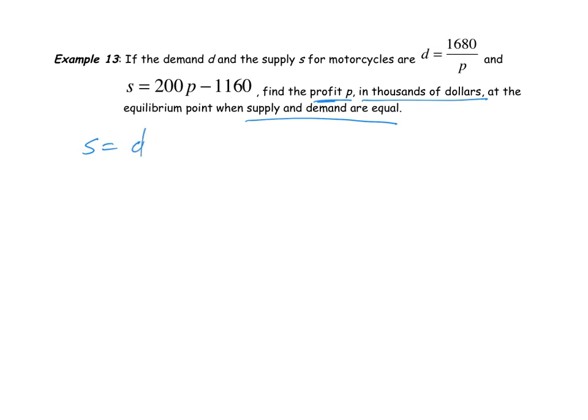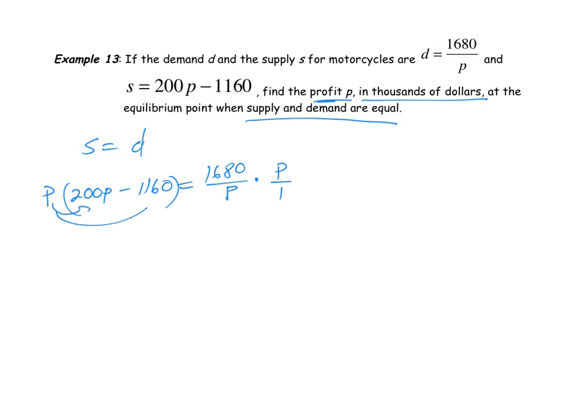And we're given equations for each. So the supply, 200p minus 1160, is equal to the demand, which is 1680 over p. What we'd like to do is make this into a quadratic equation, so I'm going to multiply both sides of the equation by p. I have to be careful that I don't get extraneous solutions when I multiply by a variable.